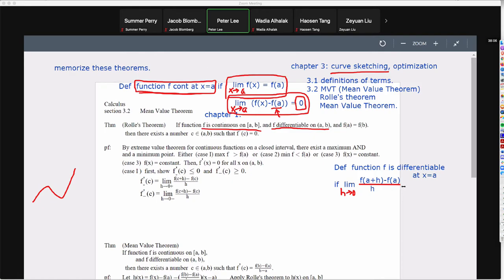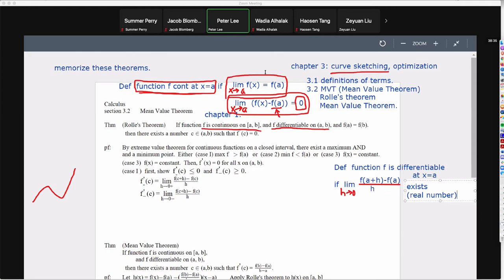If this limit exists. Exists means what? It's a real number, not infinity. The limit is a real number, like 5 or 10 or half or 0.1 or square root of 2. It can be any number, but it's a real number. If that limit is a real number, then we say that the function is differentiable at x equals a.